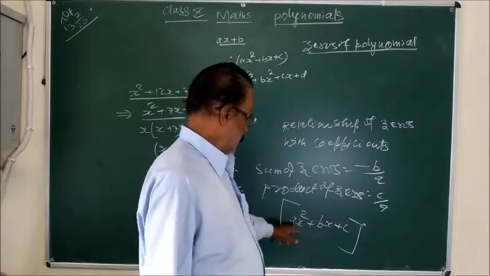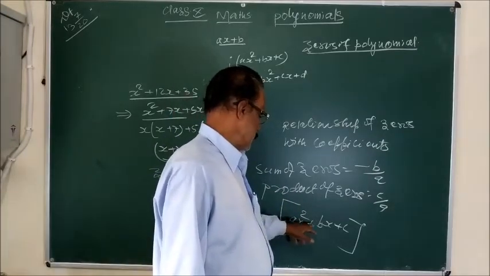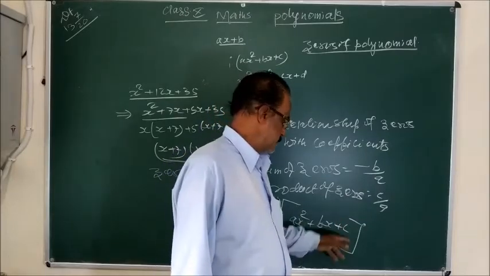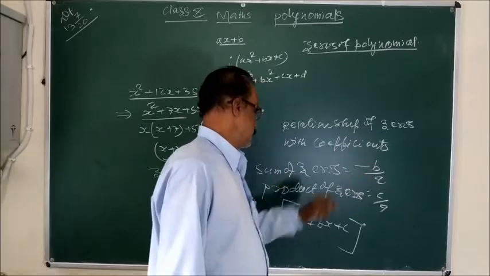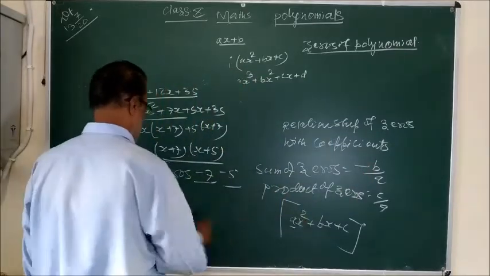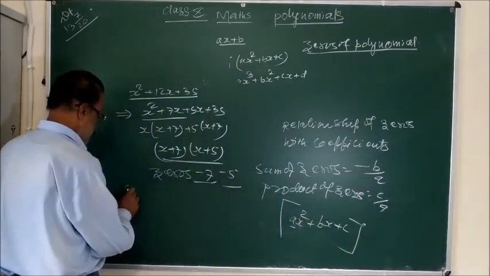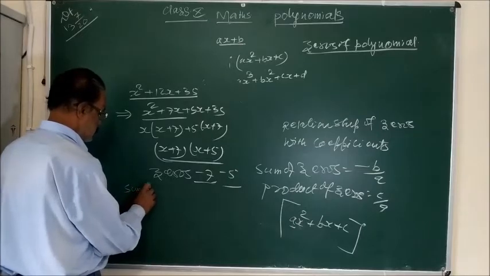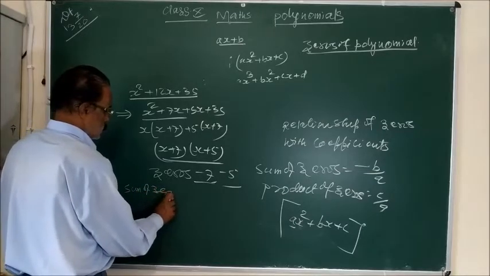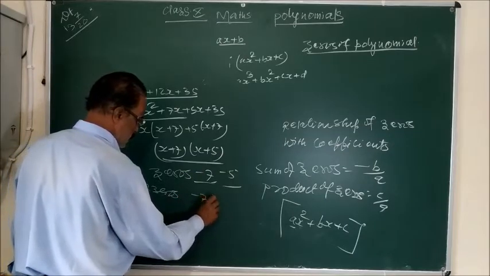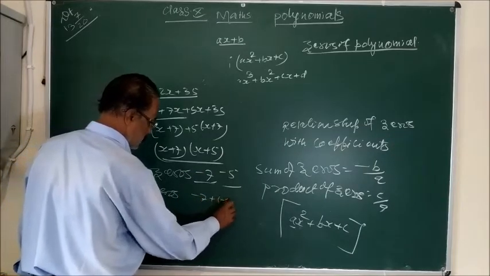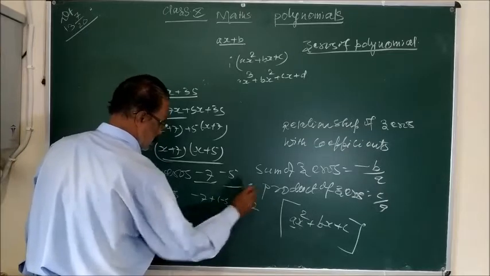So this is a, the coefficient of x squared, b, the coefficient of x, and c, the constant term. So these two formulas: sum of zeros is minus b by a, and product of the zeros is c by a. Now you see the sum of zeros. We have got the zeros minus 7 and minus 5. Adding, you will get minus 12.